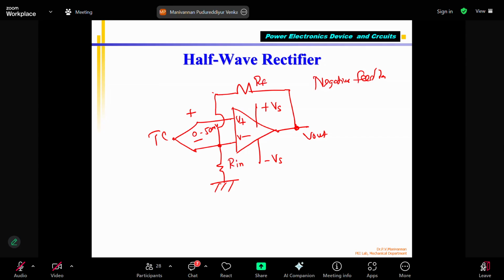Of course, for V plus also there will be one more resistor, same as R in. So if this resistor is 1000 ohms, this also will be 1000 ohms. This resistor is connected to this one, both. So now if I connect, what is the formula? V naught equals what?